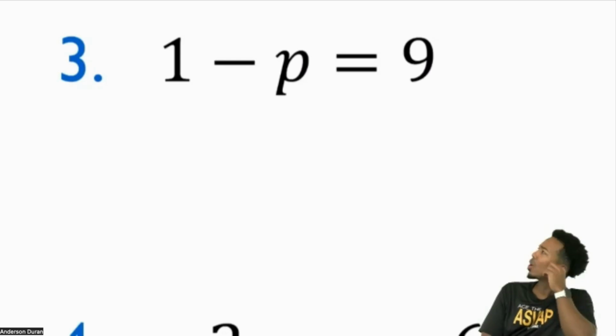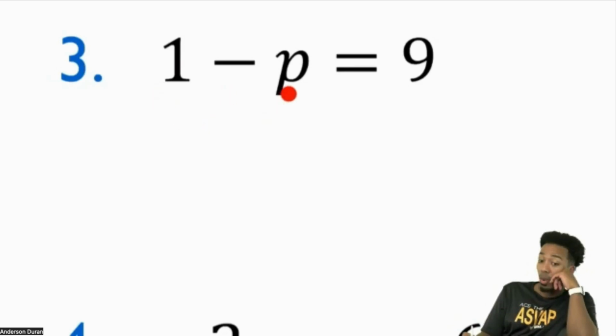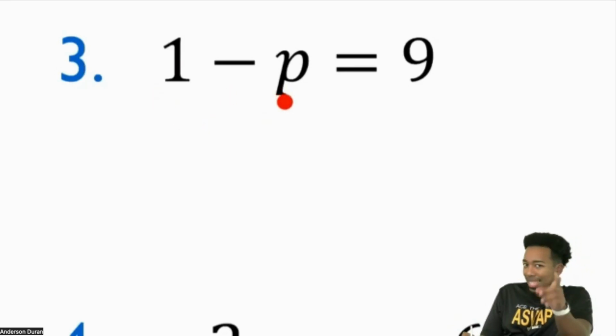Question, everybody, what's being subtracted? What is being subtracted? When we read this, we read it left to right. We have 1 minus what? P. P is the thing that's being subtracted. That 1 is just a 1. That's a positive 1. That's a plus 1 sitting there.